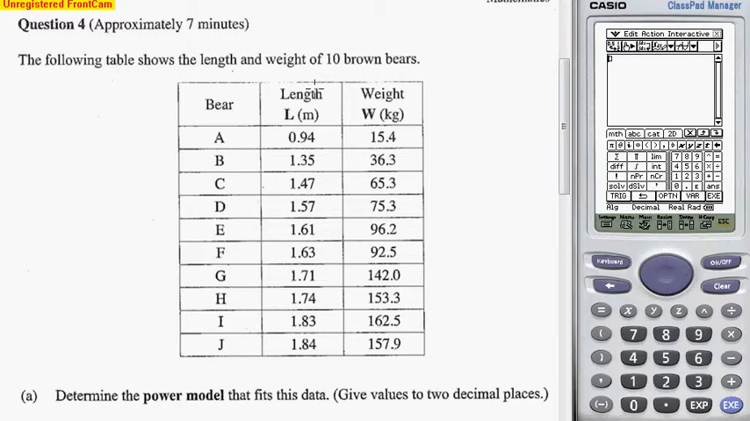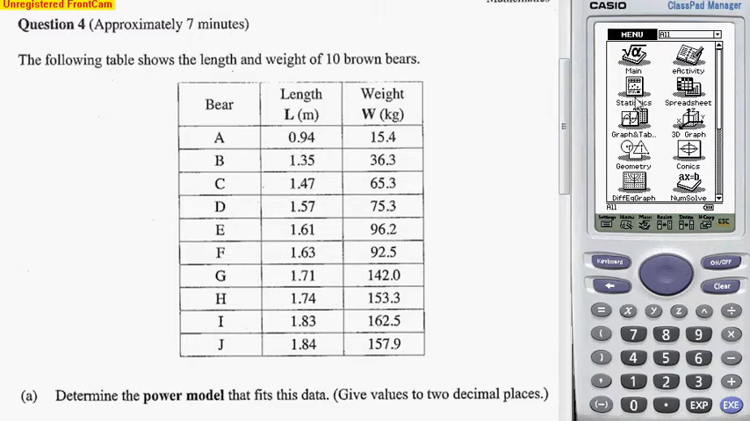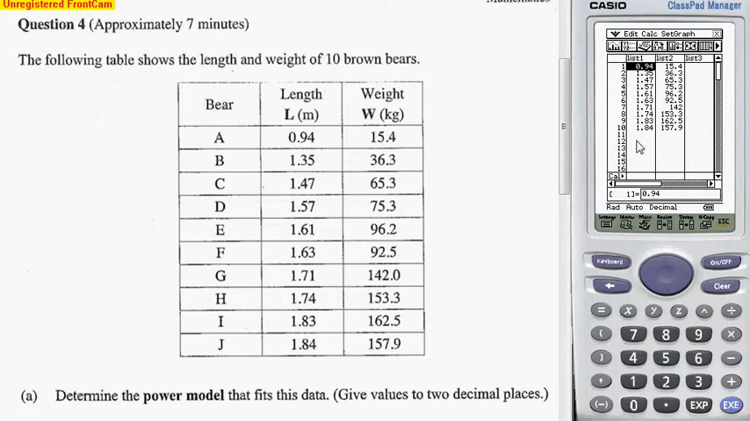Here is a table showing length and weight of some bears, and in part A we have to determine the power model that fits this data. Okay, we have to put in our calculator in list 1 the lengths L and in list 2 the weights W. And over in my calculator you can see that I've done that.